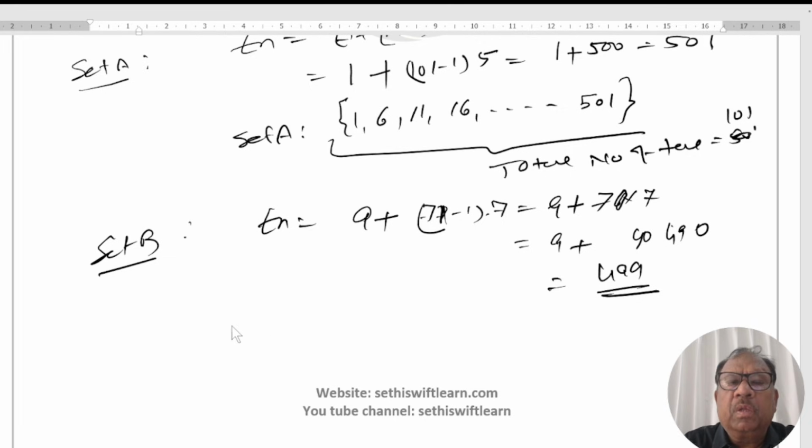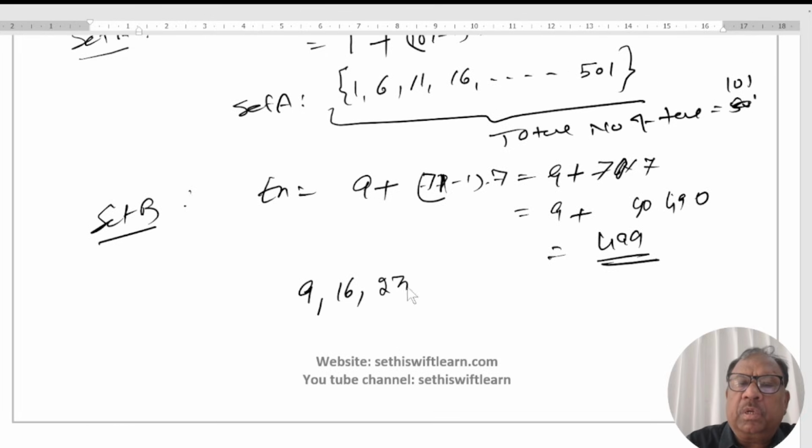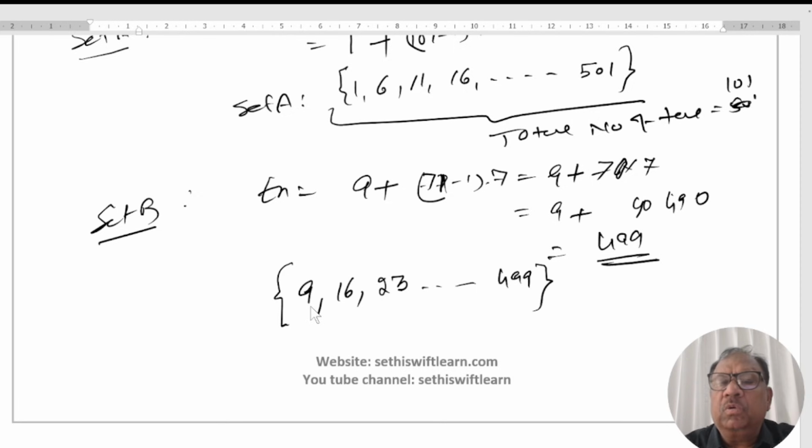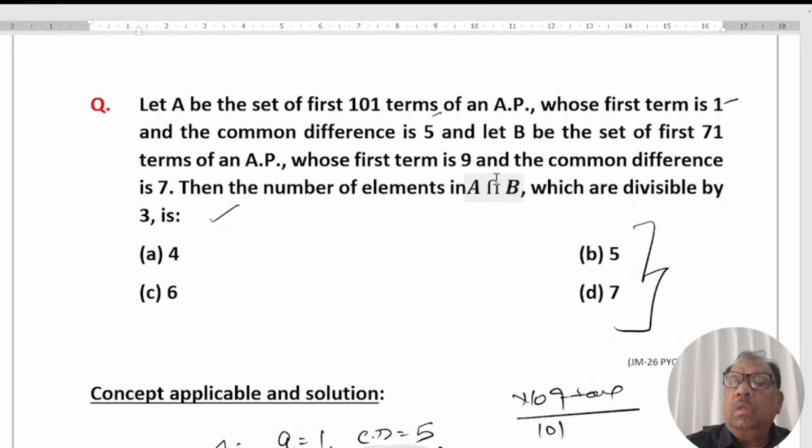So set B will be: first term is 9, 16, then adding common difference 7, 23, up to 499. Now set A is known, set B is known. Further, according to the question, we have to find the number of elements in A intersection B which are divisible by 3. Now, our target is to first find the number of elements in A intersection B.